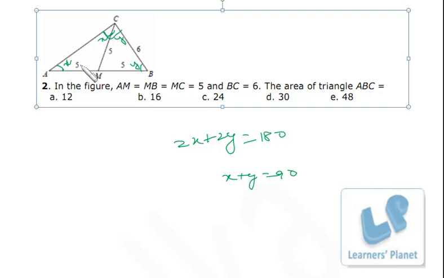That means it is a right angle triangle, right? If it is a right angle triangle, this is 6, this is 10, the total length 5 plus 5 is 10, that means it must be 8. So area of triangle ABC is half base into altitude. Base is 6, altitude is 8, and half of 8 into 6 is 24. Pretty simple.